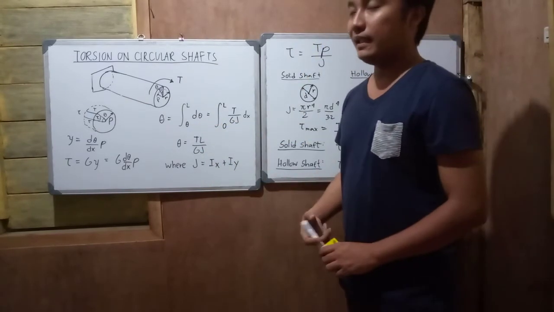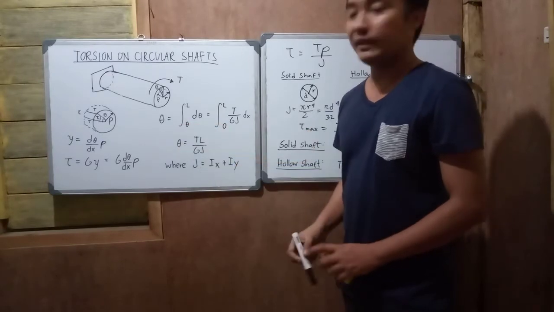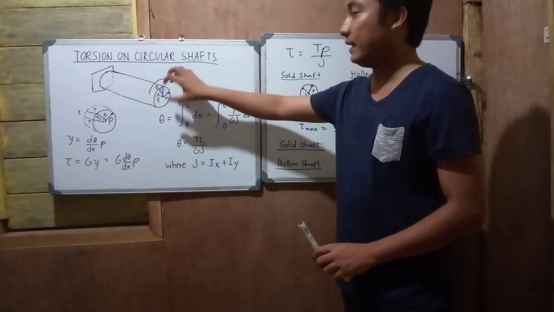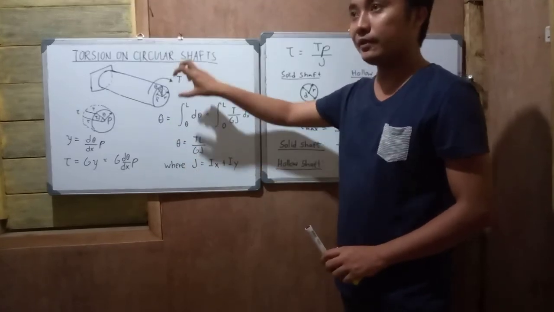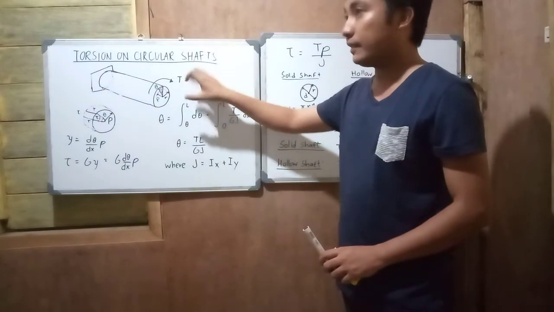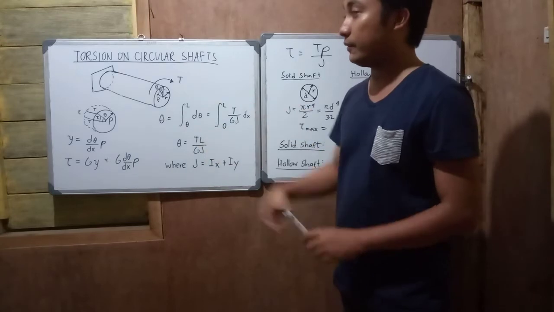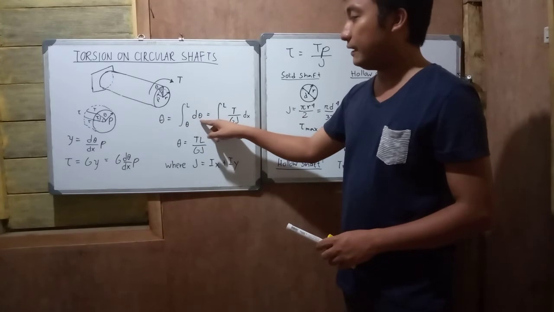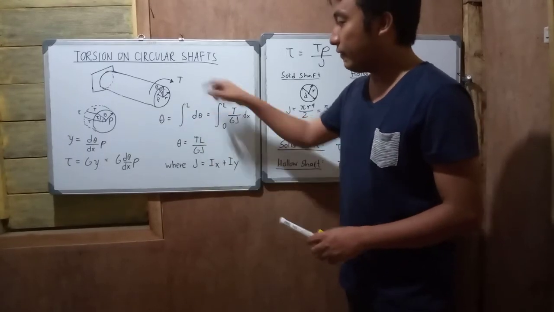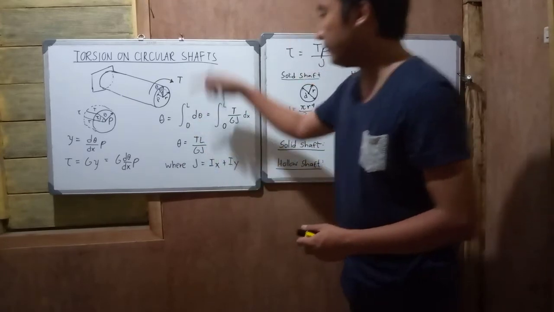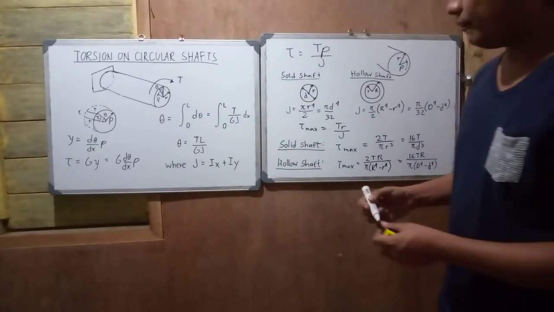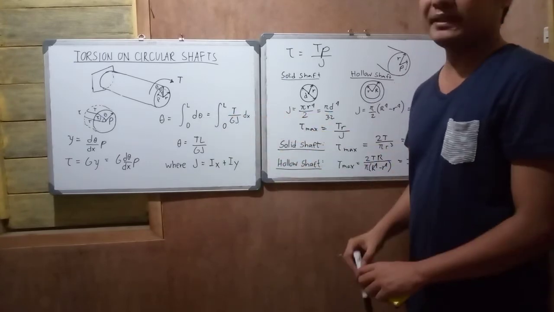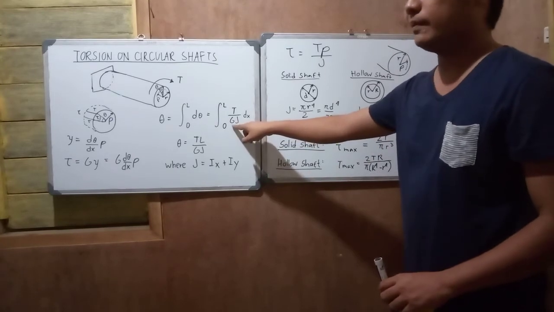Another important relationship we need to know. We have theta, or the angle of rotation. Torsion is caused by torque, and this torque will result in torsion. This theta is equivalent to the integral of d theta from 0 to L, into which your d theta is equivalent to T over G times J. Your G is your modulus of rigidity.